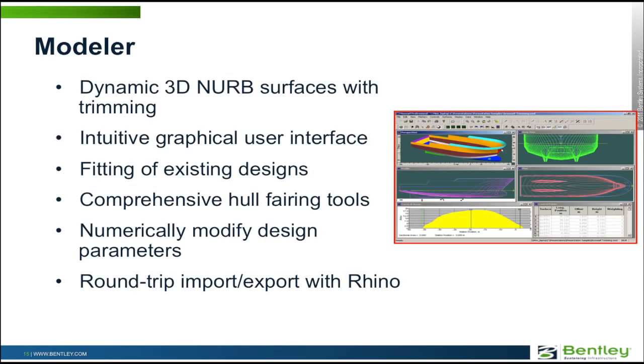Part of naval architecture is creating a nice, fair and smooth hull form, and so we have a broad range of hull fairing tools to support creating high quality hull surfaces. And then, as well as working intuitively and interactively, we also have a range of commands to allow the user to numerically modify the design to match certain requirements. So that could be rescaling the design to meet a certain length, beam or draft requirement, or even doing a parametric transformation to move the longitudinal center of buoyancy.